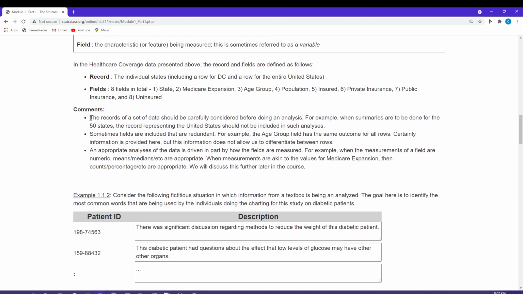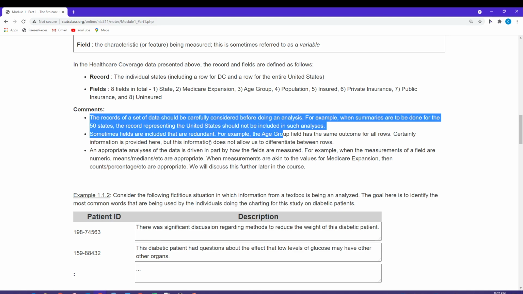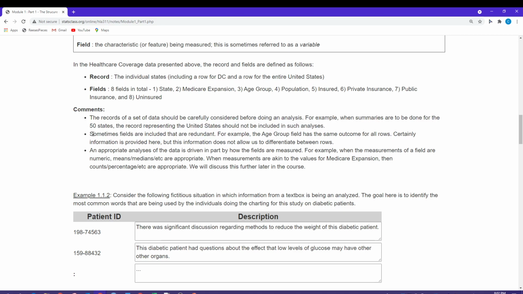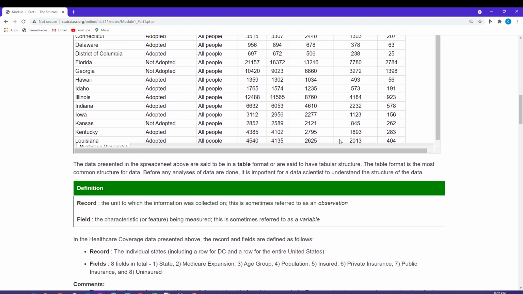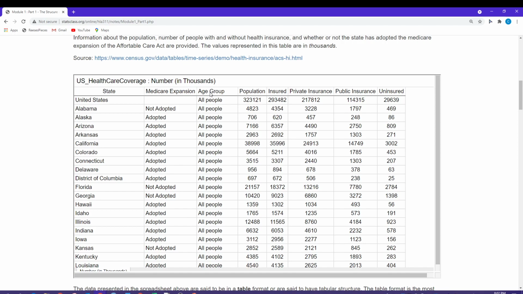I've already talked a little bit about some of these comments. The second comment here, I guess I haven't hit that one yet. Sometimes fields are redundant. So for example, in this particular data set, we can notice that the age group is for all people, and that's the case for all of the states. So I don't really get any information by having this field in my data frame. I mean, it does tell me, I guess, that it's for all people, but it doesn't help me differentiate between the different states at all.